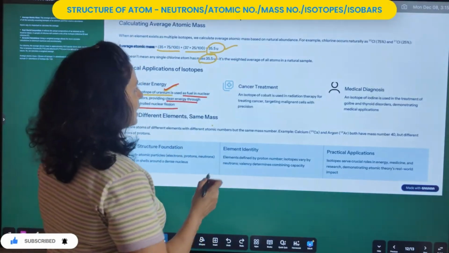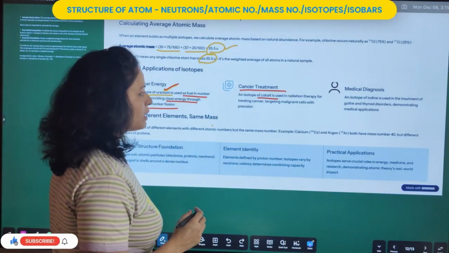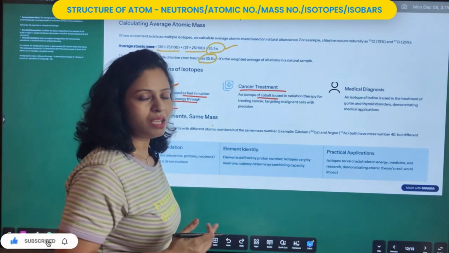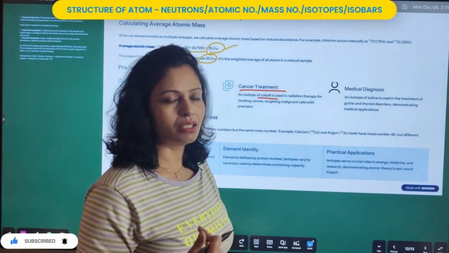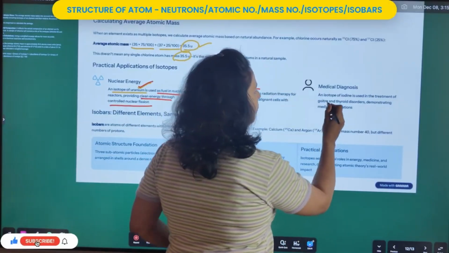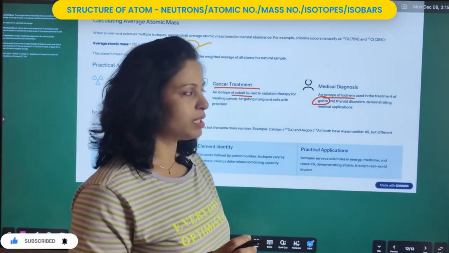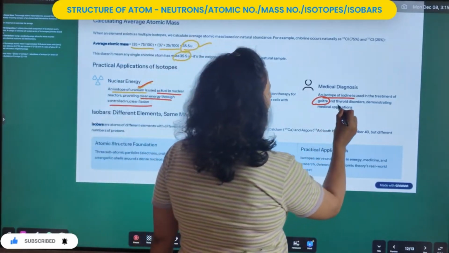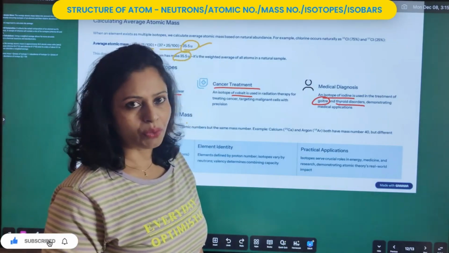Okay. Cancer treatment also, isotopes of cobalt are used in radiation therapy for cancer patients, targeting the cancer cells, the malignant types of cells. And in the medical field also, isotopes of iodine are used in the treatment of goiter. Goiter is a vitamin D deficiency disease. And thyroid disorders are also treated using isotopes of iodine.